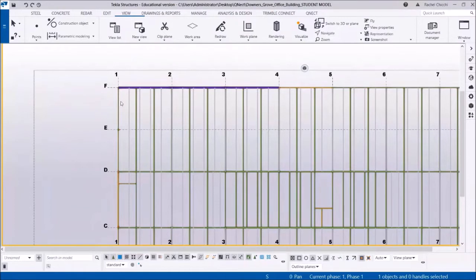Uniform bay sizes allow for the same member sizes and connection details to be used repeatedly. This leads to a more cost-effective design. Orthogonal layouts, meaning that the beams frame into girders or columns at right angles and not skews, also means more efficient and simplified design and detailing.